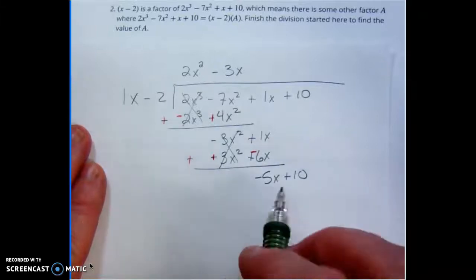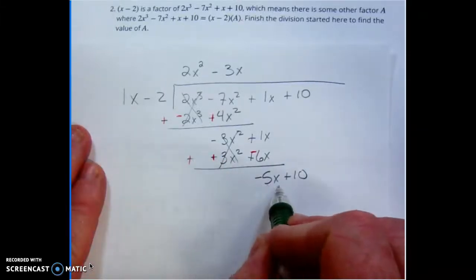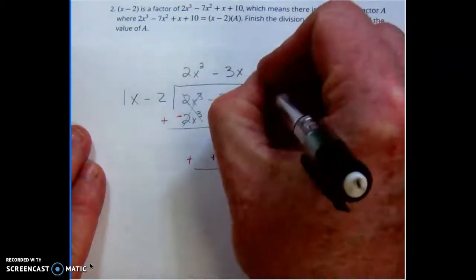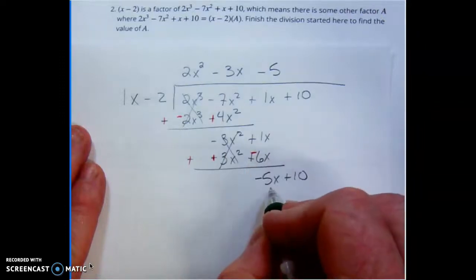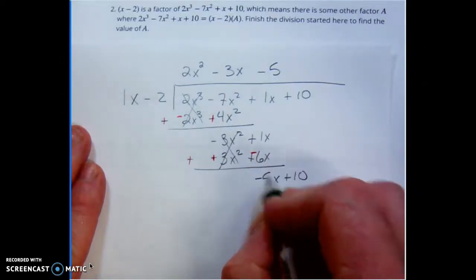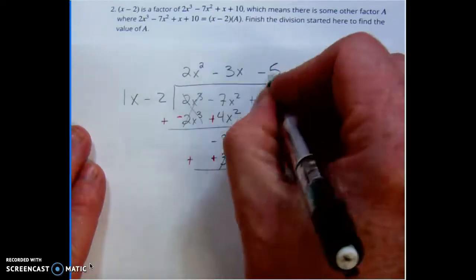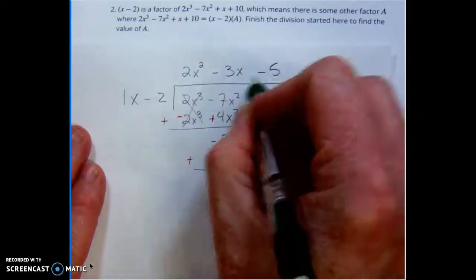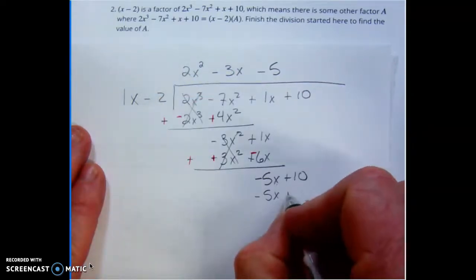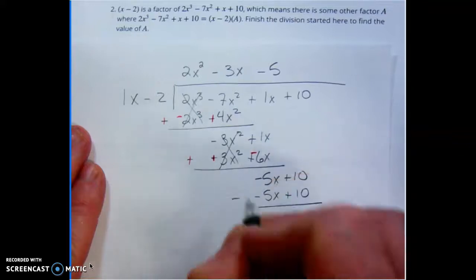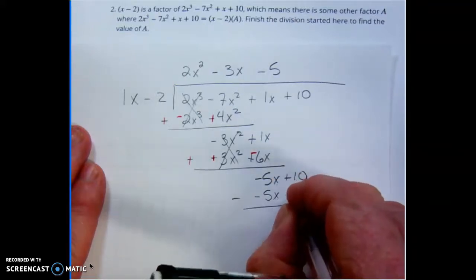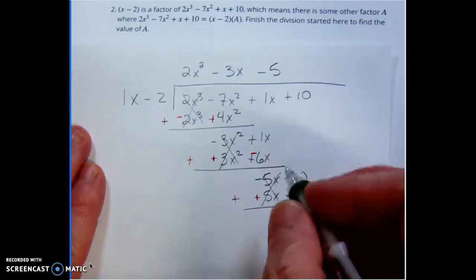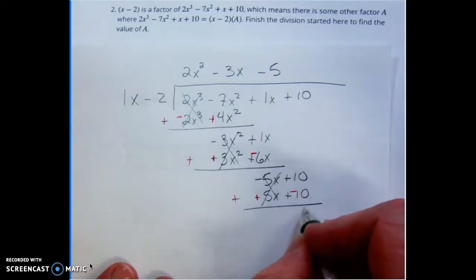Okay, do it again now. 1x times what gives us negative 5x? Well, 1 times negative 5 gives us negative 5, and I want 1x and I already got 1, so I'm good there. So negative 5 times 1x is negative 5x. Negative 5 times negative 2 is positive 10. Time to subtract, which means change the signs and add it up. So the 5x's add up to 0, and so do the 10's.